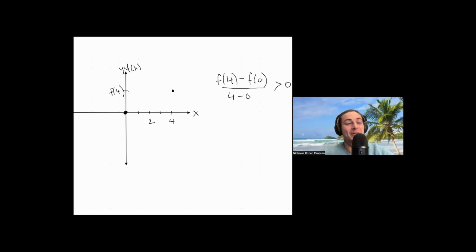Okay, but now if we're looking at the average rate of change from 0 to 2, that's negative. Again, 2 minus 0 is going to be positive. So that means f of 2 has to be, since we chose f of 0 as 0, f of 2 has to be negative. So now we can just connect the dots, make it into a fancy little curve. And we could even draw it as a parabola, something like that.